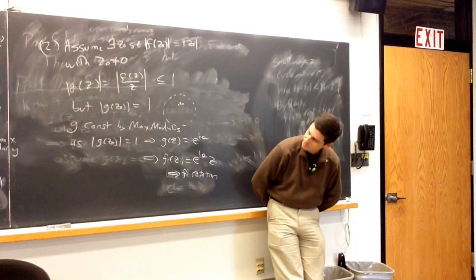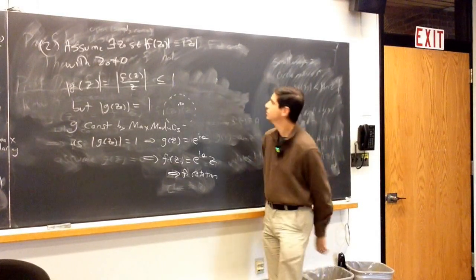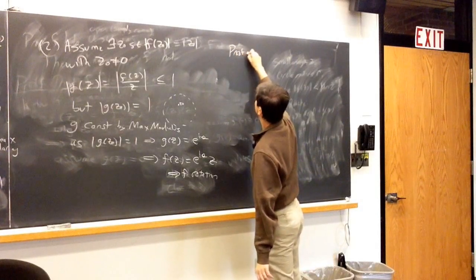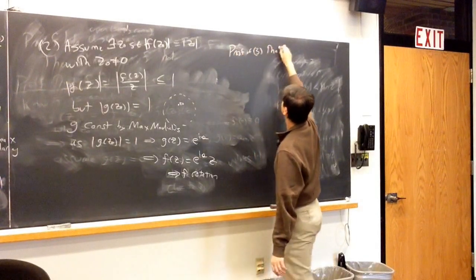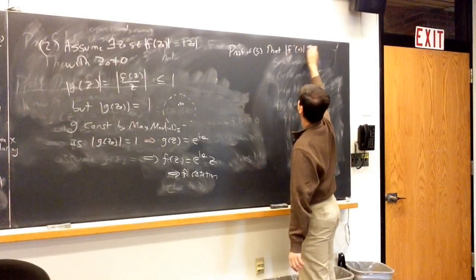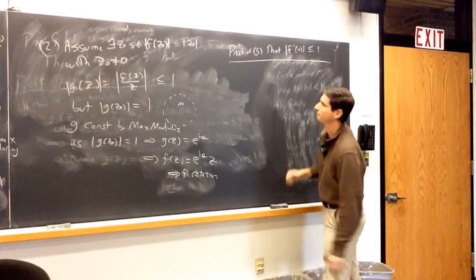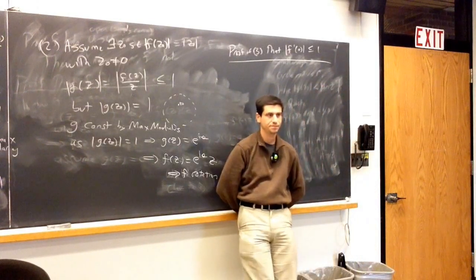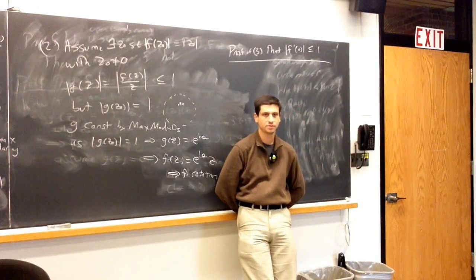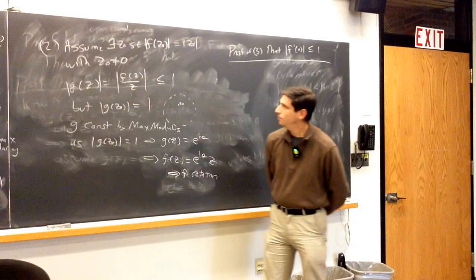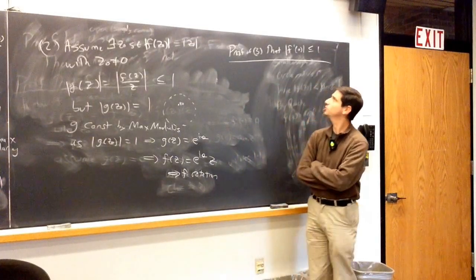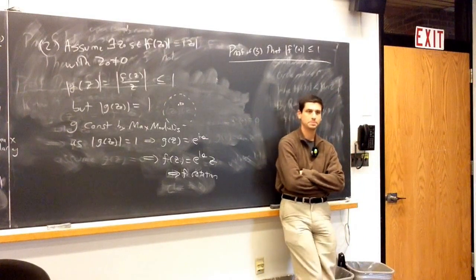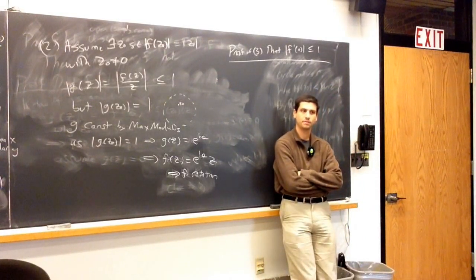The last one, the f prime of 0, we're saying that that has to be less than or equal to 1. So, proof of 3, that f prime of 0 is less than or equal to 1. Alright, so how would we try to go about proving that f prime of 0 is greater than 1? I mean, sorry, it is less than or equal to 1.